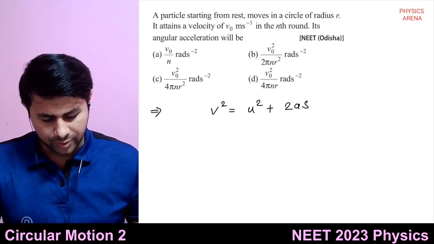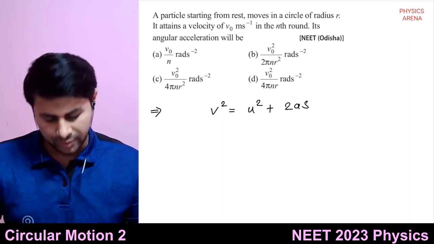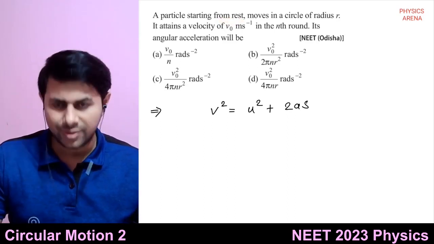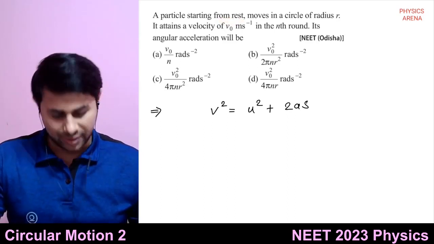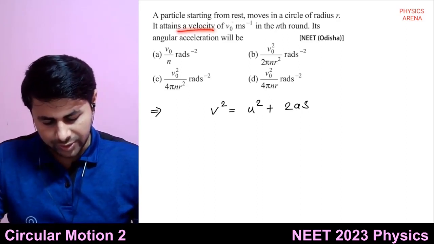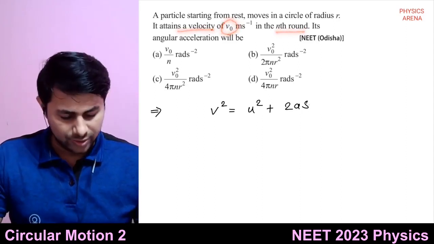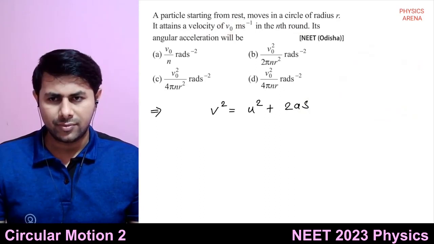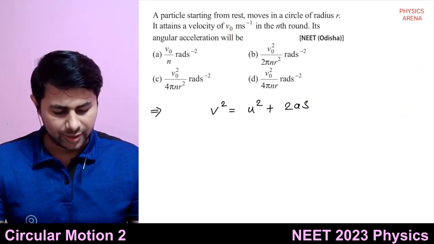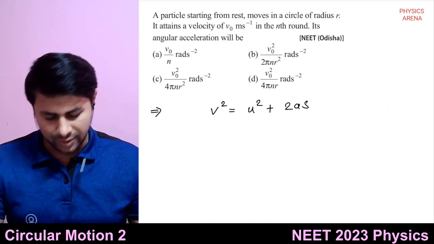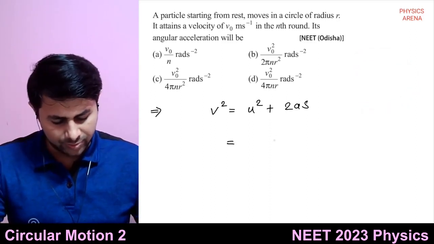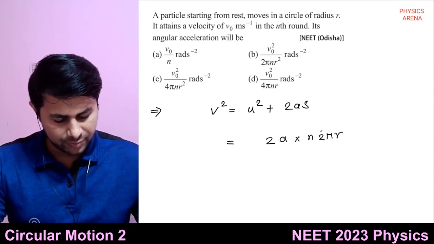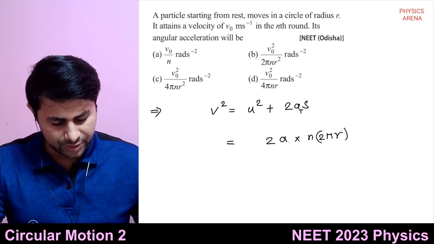So what will be a then? Let us check. It attains velocity v0 in the nth round. So s will be equal to what? The distance covered in one round is 2 pi r. So in n rounds it will cover n into 2 pi r. So 2 times a multiplied by n into 2 pi r, and this is the tangential acceleration.